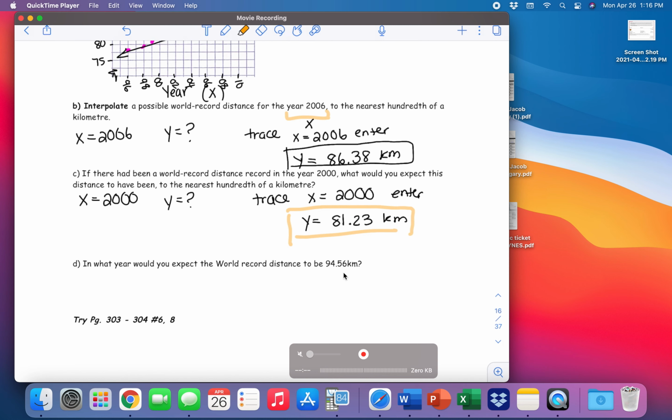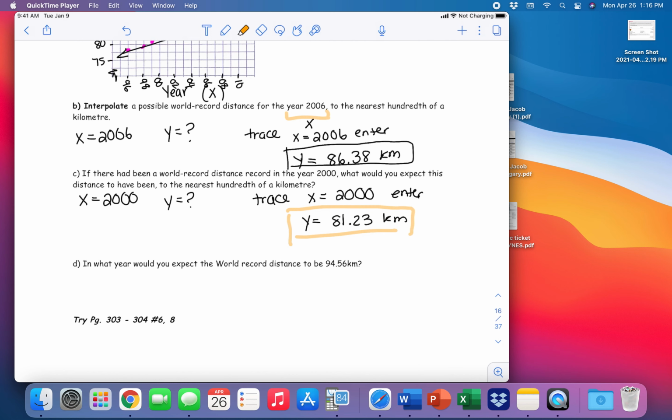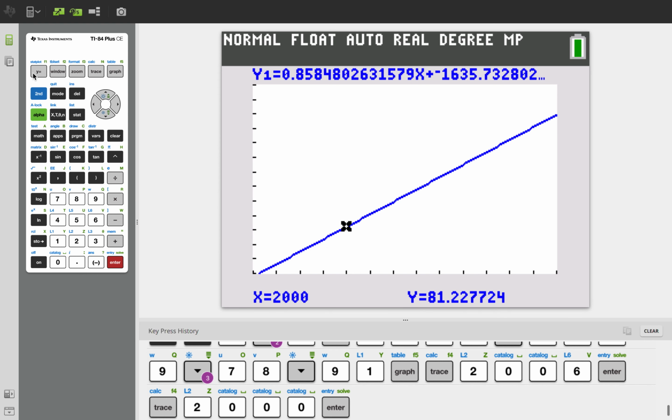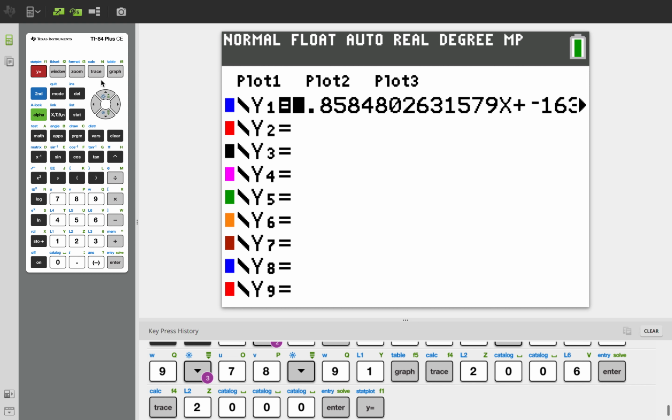Now this is a different question because now they're giving you the world record distance. So they're giving you the distance. Now this is a y coordinate. So y is equal to 94.56 kilometers, and what they're asking for is x. So this is a different step. So we have to make sure we know what they're giving us. Are they giving us an x or are they giving us a y? If they give you a y, what you're going to do is you're going to go to Y=, and you're going to put under Y2 that world record distance, 94.56.